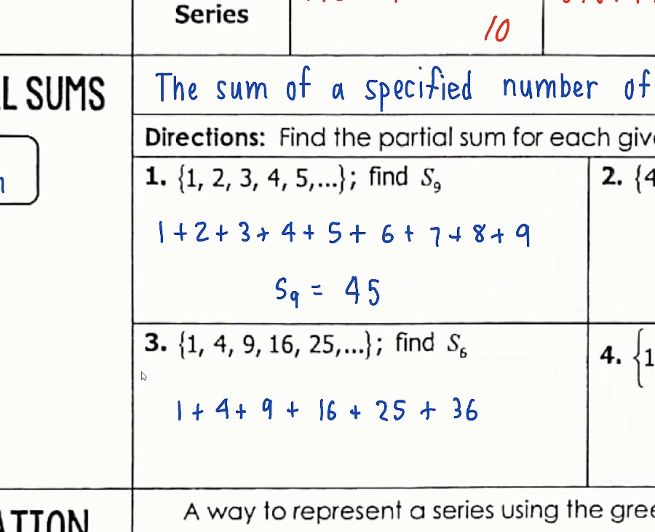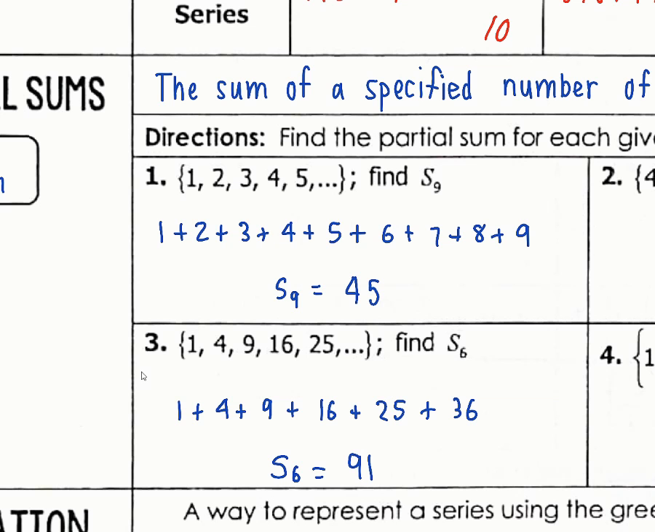Some people like to start with the bigger side. 36 plus 25. I don't know what your preference is. Honestly, it doesn't really matter. When the numbers are bigger like this, a lot of times you guys will just use your calculator. Your call. But 36 plus 25 is what? 61. 61 plus 16 is 77. 77 plus 9 is 86. And plus 4 is 90. 91. Is that what y'all got? 91. So S sub 6 equals 91.